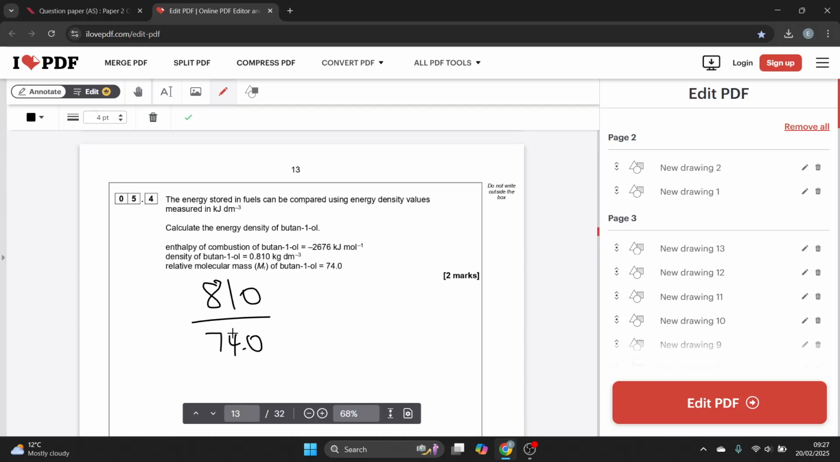And then to find the energy from the energy density of butan-1-ol, I'm going to do my number of moles times by the enthalpy of combustion of butan-1-ol. I don't care about the negative symbol, that just tells me it's exothermic, but that doesn't mean my answer is going to be negative. No. So times by 2676.